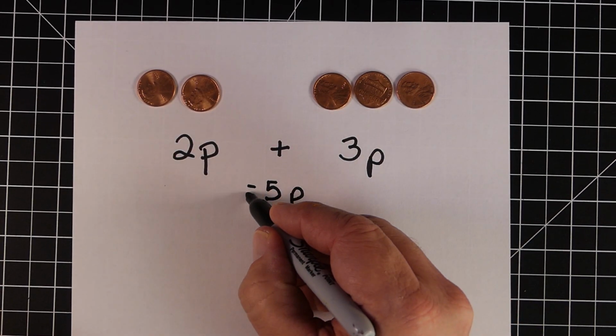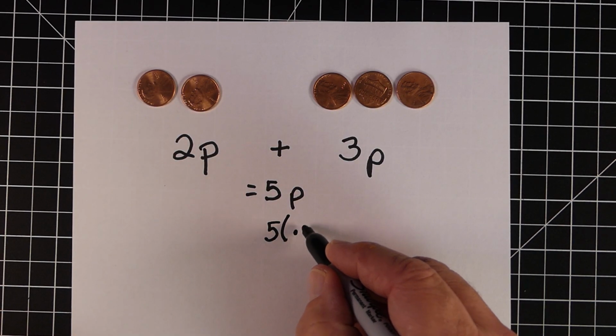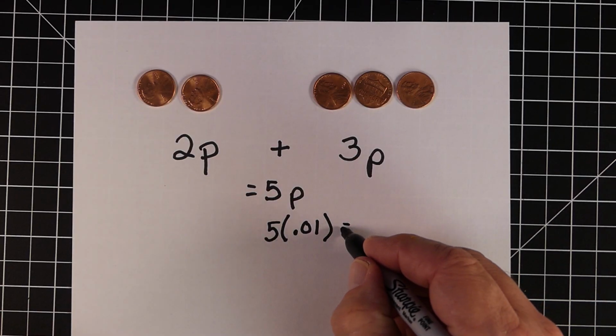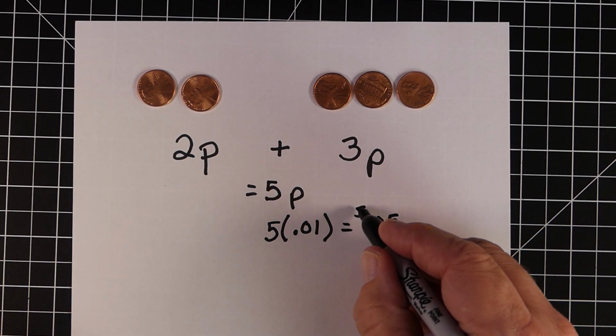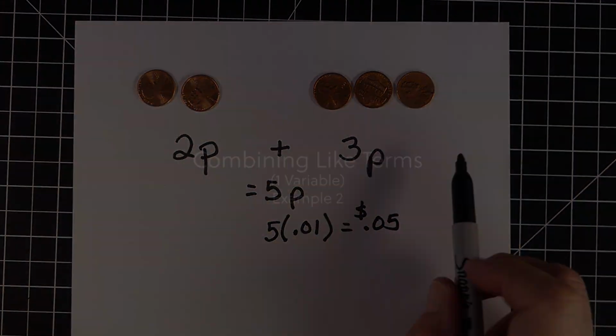Obviously, I'm picking the letter p because it represents pennies. So if I combine those, and I can because they're all the same, they're all p's, I would have 5p. If I wanted to evaluate this, I would just take 5 and replace the p with what it's worth, which is 1 cent. I multiply it, and I get 5 cents. So that's an example of combining like terms.